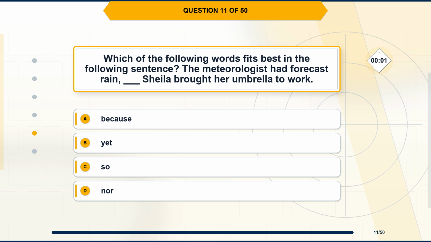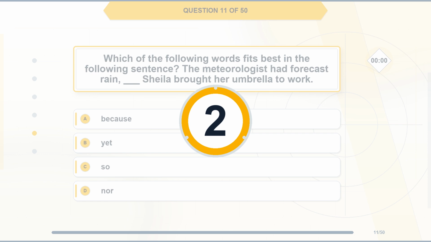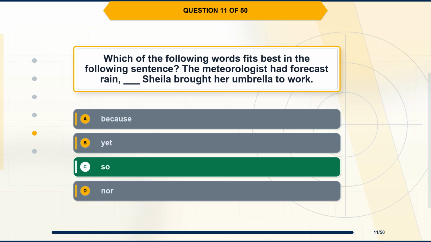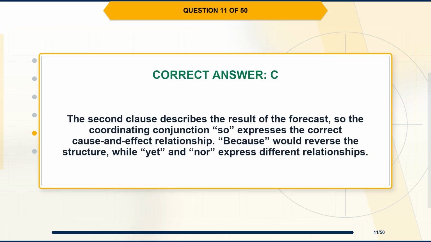The correct answer is option C. So. Explanation. The second clause describes the result of the forecast, so the coordinating conjunction so expresses the correct cause and effect relationship. Because would reverse the structure, while yet and nor express different relationships.